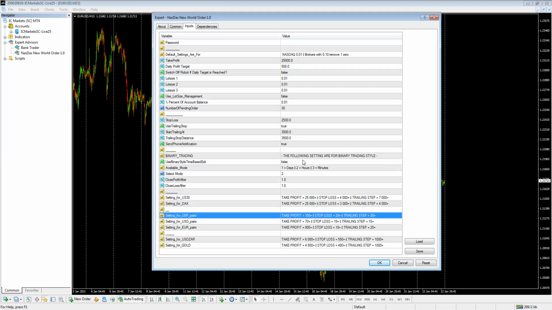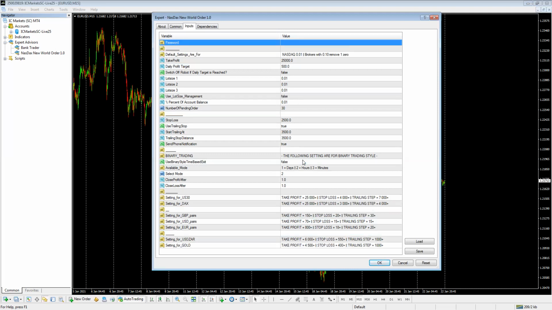Notes, as I've mentioned, minimum or recommended settings, okay, that you have here. Talking about minimum, the minimum deposit that is recommended for the robot is the broker's minimum deposit. So if your broker accepts $50, you can use $50, the robot will trade. It will not stop trading just because you have $50. It will trade even if you have $50.